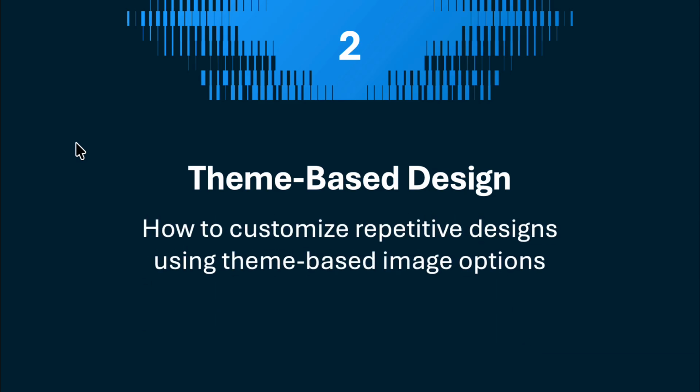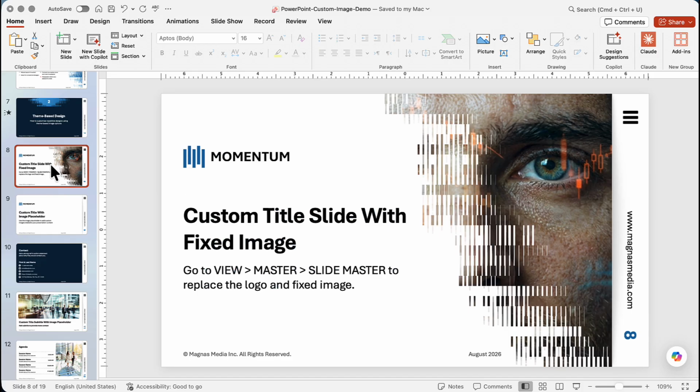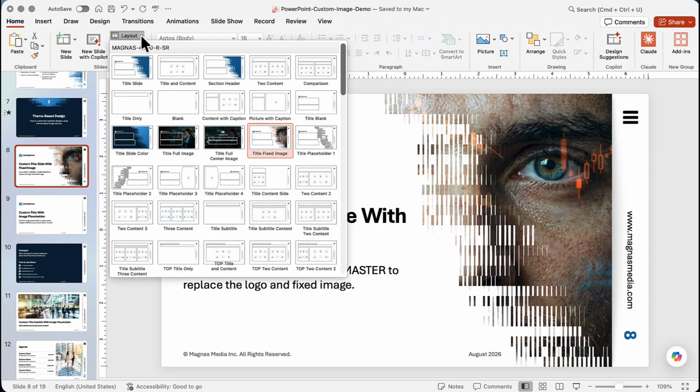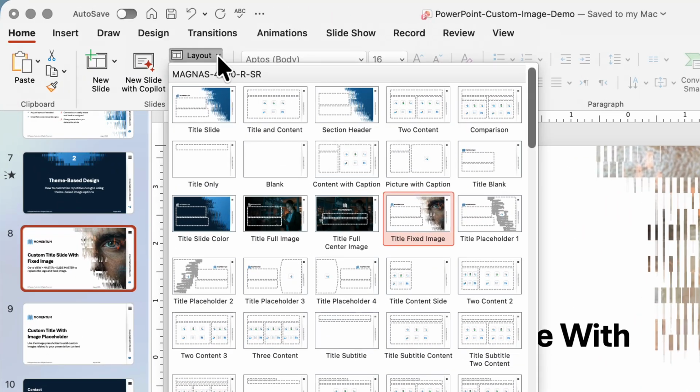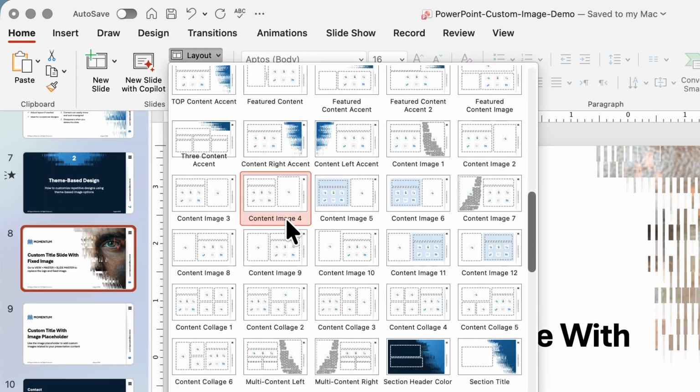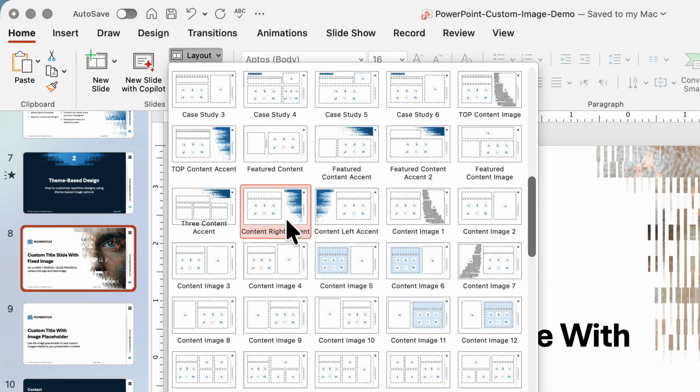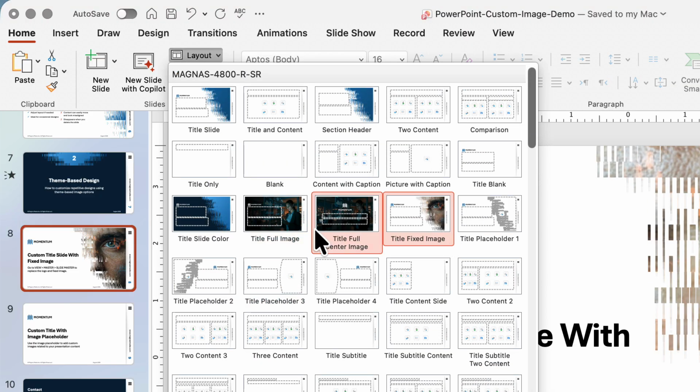How to customize repetitive designs using theme-based image options. With a theme, you are creating fixed designs using the back end of the presentation. So when you click on layout, you'll be able to see the different theme layout options that are available in your templates. Right now, I'm using the Momentum template from my store.